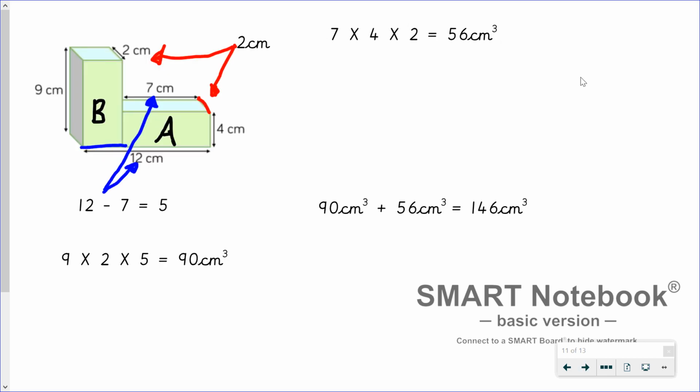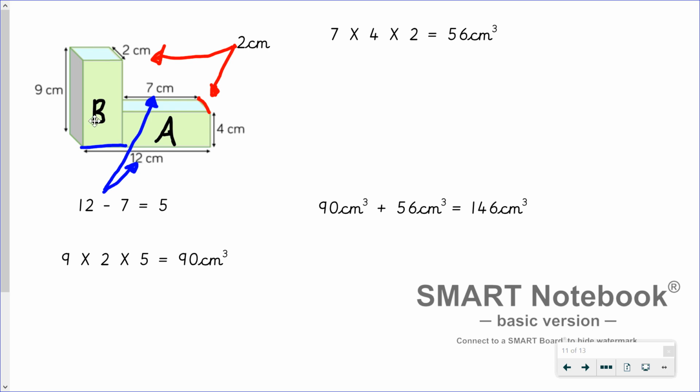Next one. Split the cuboids into A and B. Don't have to call them A and B, you can just have split them, but A and B make it easier for me to talk about them. So cuboid A, we have here height of 4 centimeters. We've got a length of 7 centimeters. We can see here the missing one is the width, but you can see the width is exactly the same as this cuboid that stood up. So the width's 2 here, so it's going to be 2 here. So 7 times the 4 times the 2 is 56 centimeters cubed. That's the volume of A.